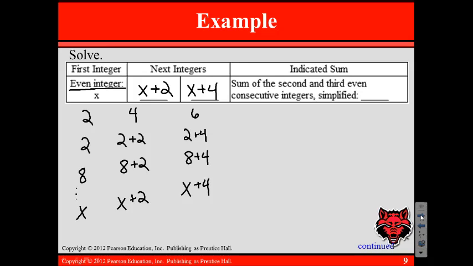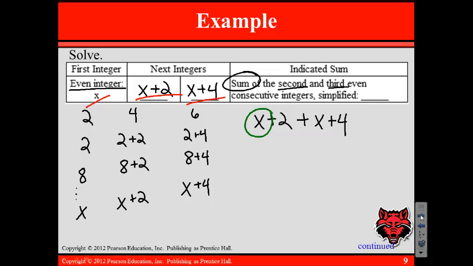Let's look at the last cell in our table. It says the sum of the second and third even consecutive integers. Well, if we look, x was the first, x plus 2 was the second, x plus 4 was the third. So if we want the sum of the second and the third, we add x plus 2, because sum means addition, remember, x plus 2 plus x plus 4, and now we can combine like terms.